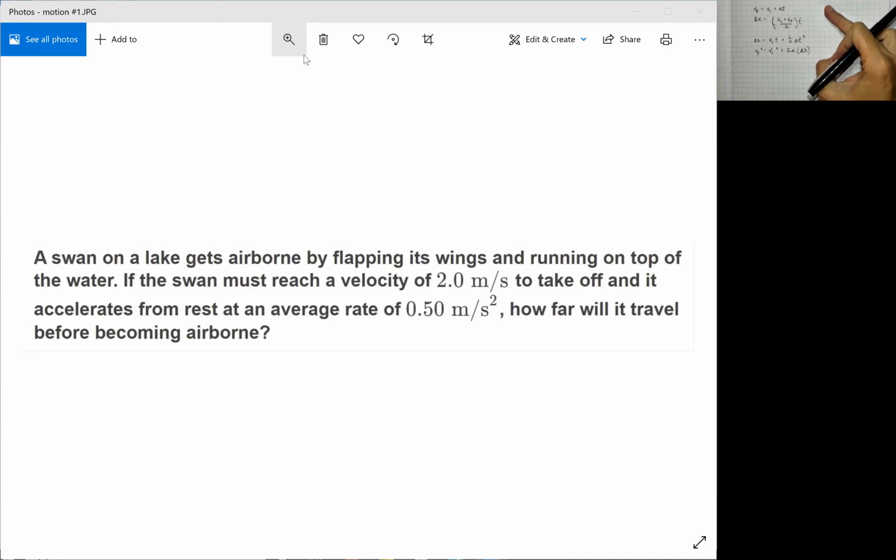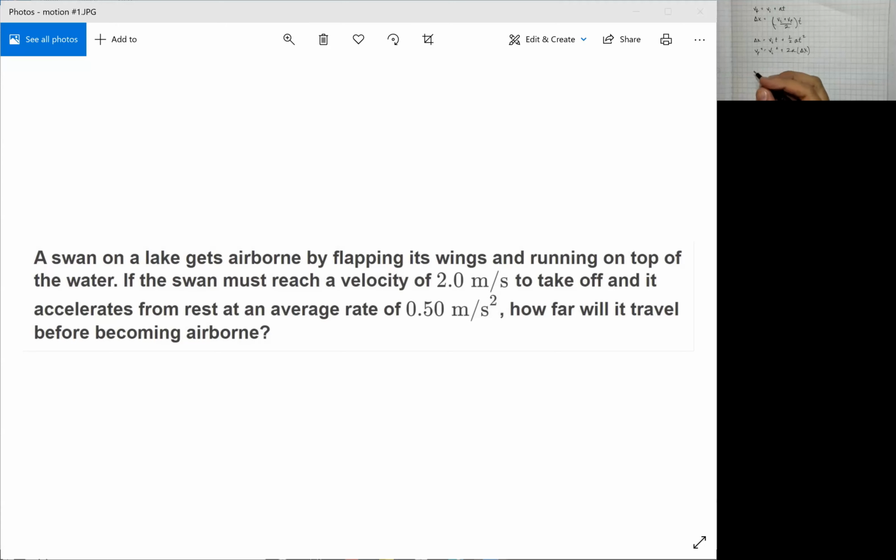The first question I have for you is a swan. The swan on a lake gets airborne by flapping its wings and running on top of the water, and it accelerates from rest at an average rate of 0.5 meters per second squared. How far will it travel before becoming airborne?